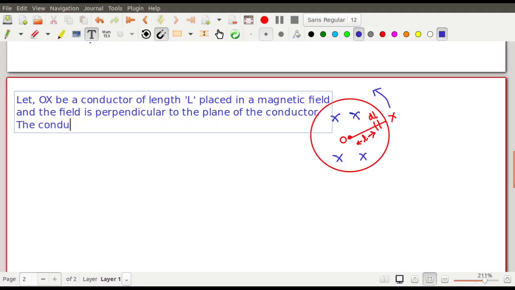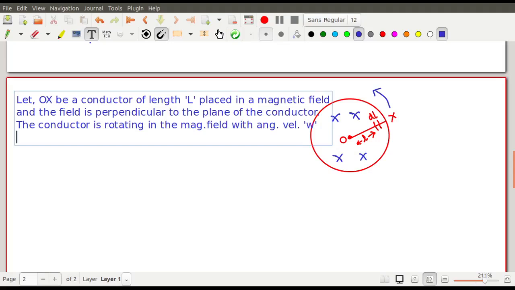The conductor is rotating in the magnetic field with angular velocity omega. Okay?